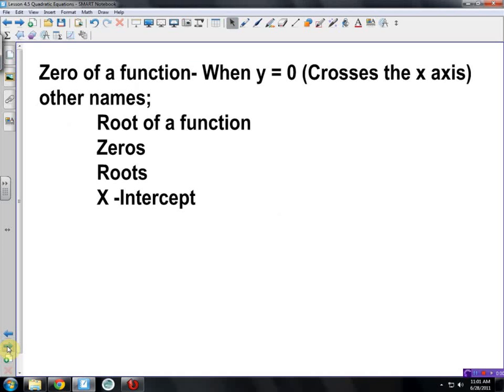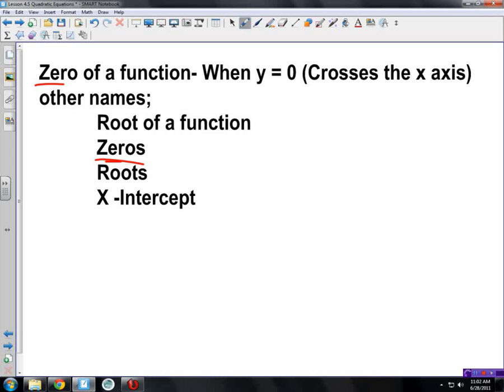We're going to be talking about zero of a function. This is when y equals 0 and it crosses the x-axis. Other names for this are a root of a function, zeros, roots, or x-intercept. Our book uses zeros, so those are the ones I'm going to be trying to use mostly. But if I say root or roots or x-intercept, you should know what I'm referring to.